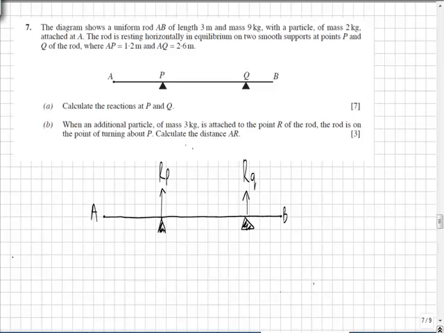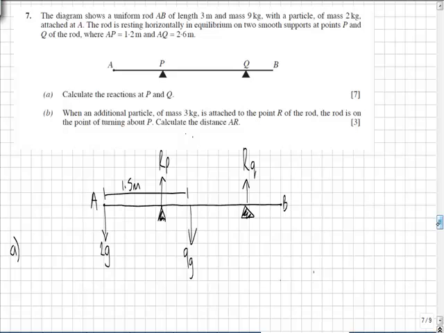In part A of this question, we're asked to find the reactions at P and Q. I've started by putting in RP and RQ on the diagram, but we also have the mass of this uniform rod of 9 kilograms, so that would be 9g, acting at 1.5 meters from A, which is the center point of this uniform rod. It's 3 meters long. We have 2 kilograms acting at A, so that would be 2g acting at A.